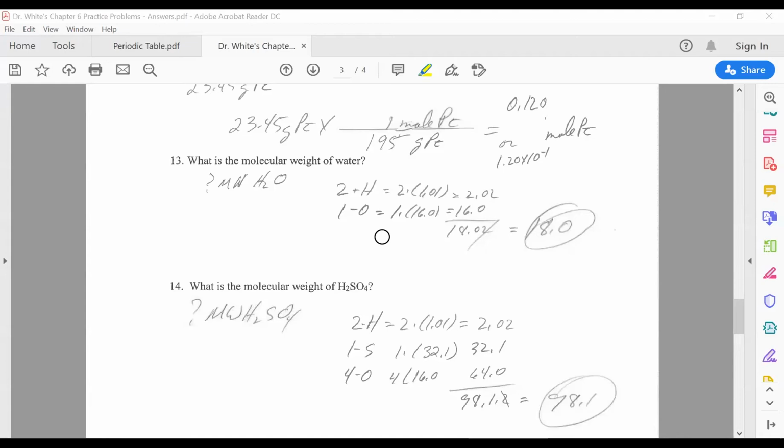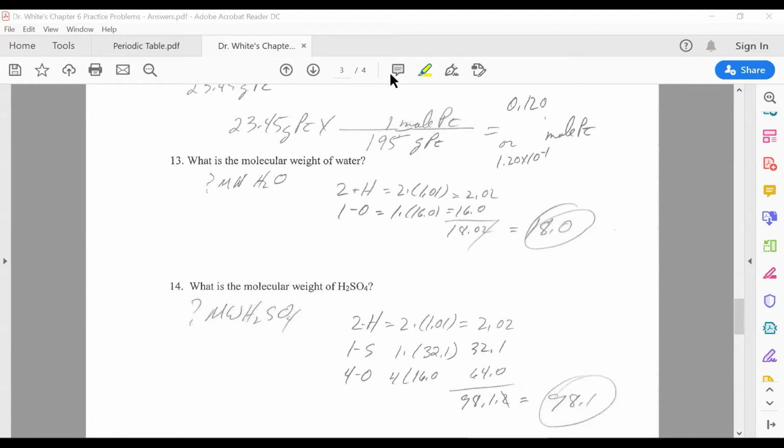And the question is, let's look at 14. What is the molecular weight of H2SO4? H2SO4 is called, as the name suggests, sulfuric acid. It's probably the chemical that's produced the most on a yearly basis in the United States, if not the world. In other words, there's more pounds of sulfuric acid produced in the United States than any other chemical. I'll talk more about it during the semester.